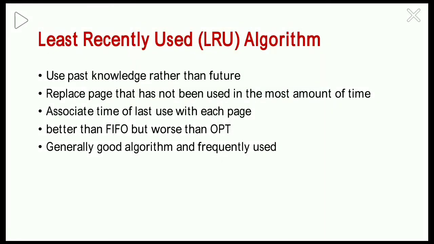In this video we are going to learn about the least recently used algorithm. This algorithm is better than the FIFO algorithm but worse than the optimal algorithm. Here we are going to use the past knowledge rather than the future knowledge. In the case of optimal, we check the future pages that are going to enter the main memory. Here we use the past knowledge for the replacement of the page frames.